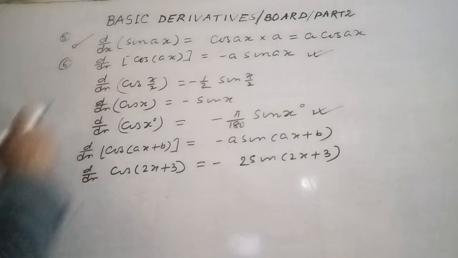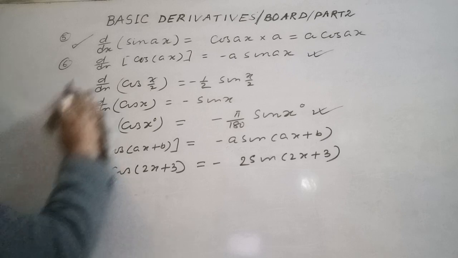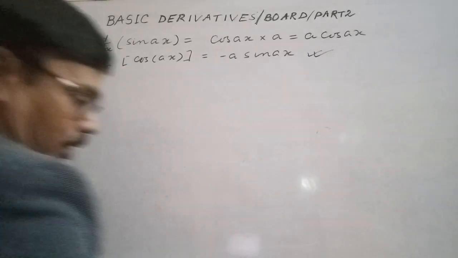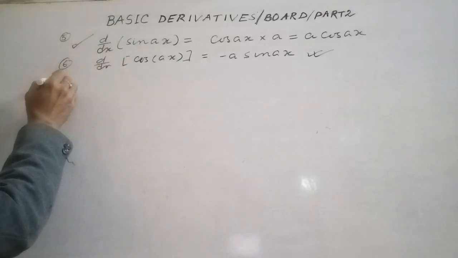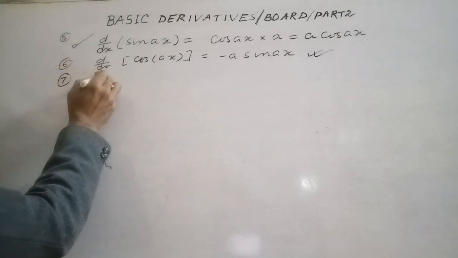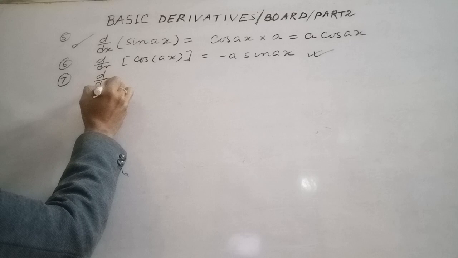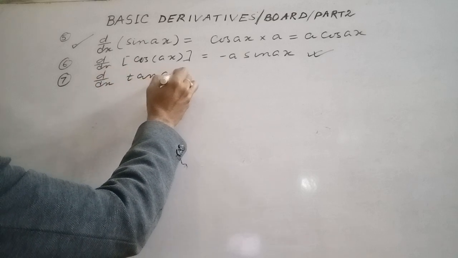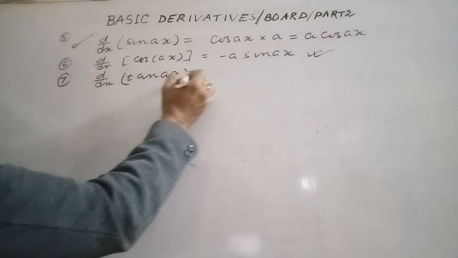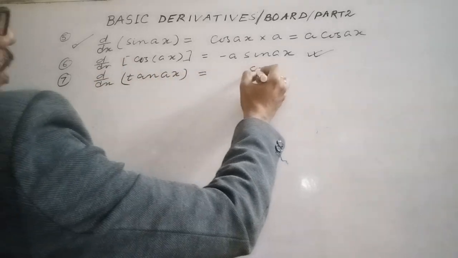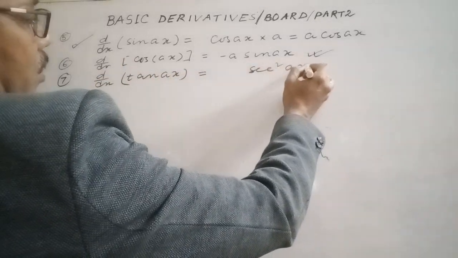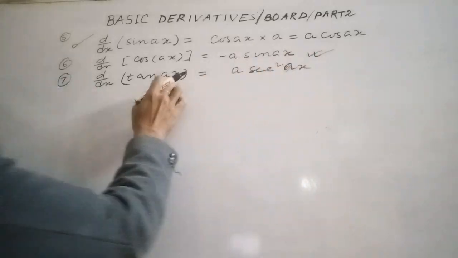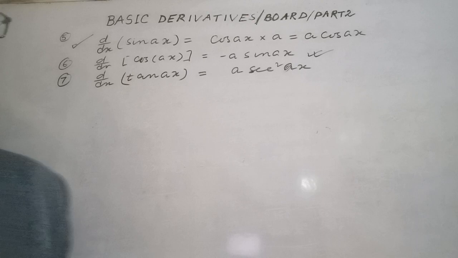So d/dx of cos ax. Then 7: d/dx of tan ax, the derivative of tan ax, is sec square ax multiplied by the coefficient of x, that is a.